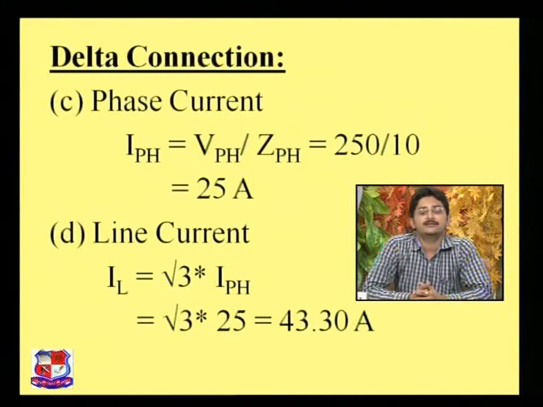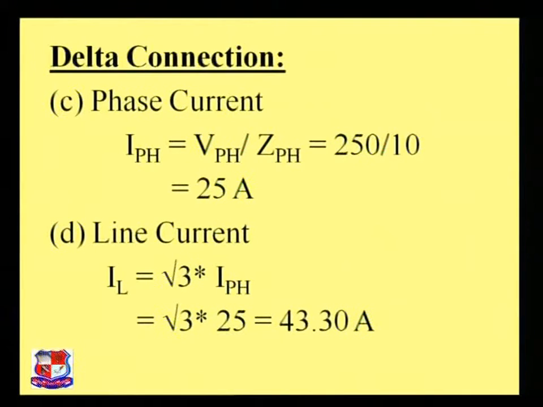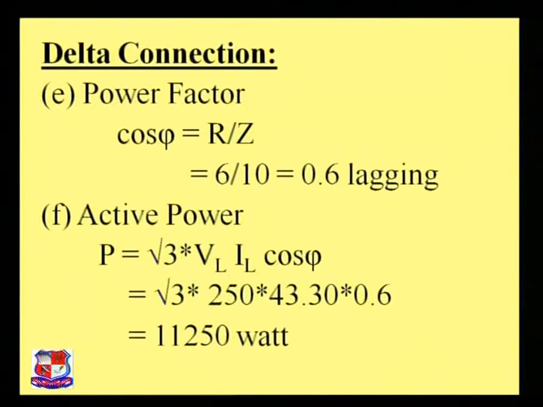Your line current IL equals root 3 times IPH. IPH is 25 ampere, so putting the value into the equation, IL equals root 3 into 25, that is 43.30 ampere. So that is your line current in a delta connection.